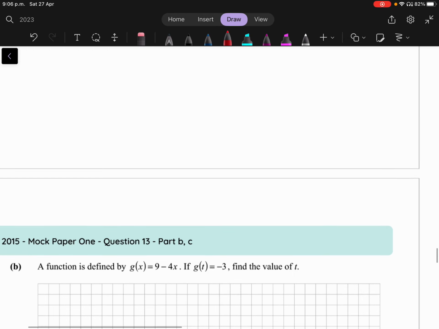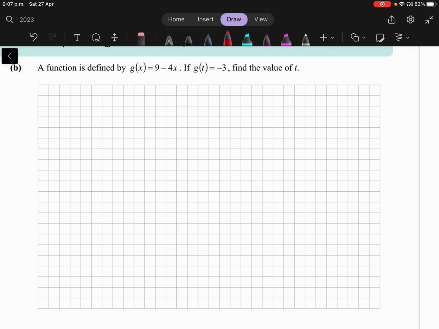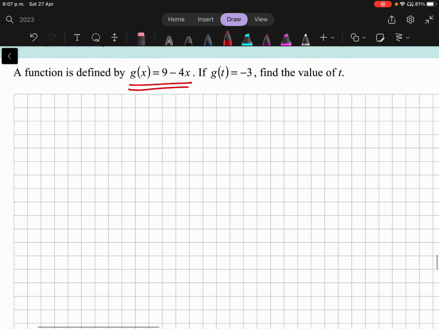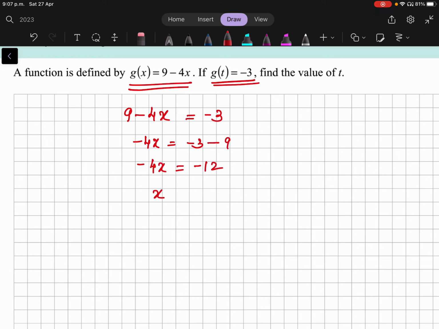Okay. Now moving on to the next question. A function is defined by g(x) = 9 − 4x. As I said, the alphabets can be different, so let's not worry about this. Let's understand the function, which is 9 − 4x, and g(t) = −3, which means this is equal to −3, and it's a linear equation. You can directly solve it. So −4x = −3 − 9, so −4x = −12, and x = 3.